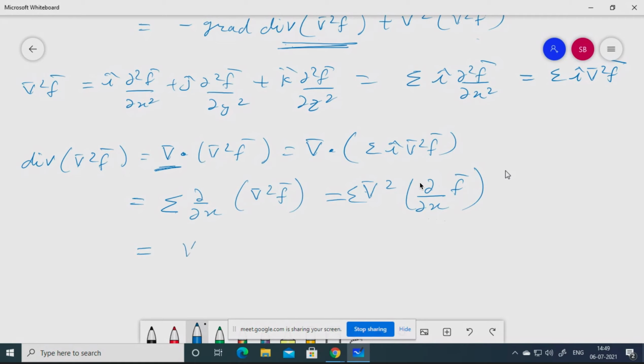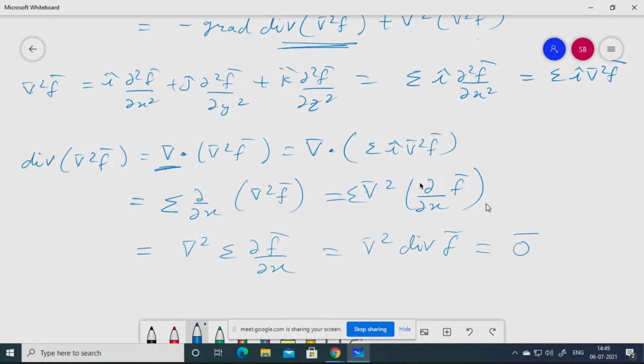Okay, this del square summation dou f bar by dou x I have written. That means dou f bar by dou x plus dou f bar by dou y plus dou f bar by dou z I will get. So that is nothing but del square divergence of f bar. Now since divergence of f bar is 0, because it is mentioned f bar is a solenoidal vector, overall this result will be 0 bar. Understood all of you?